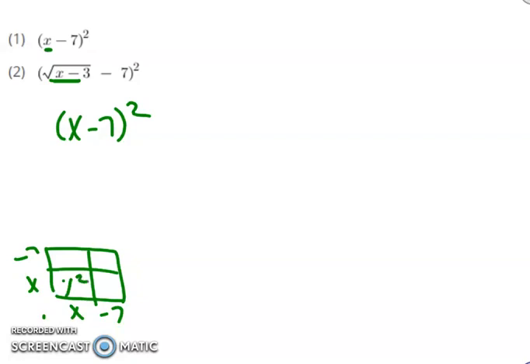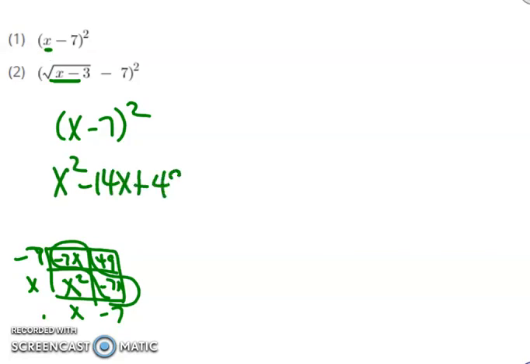So we end up with this x squared. Negative 7 times the x is negative 7x. X times negative 7 is also negative 7x. And negative 7 times negative 7 is 49. These are our common terms here, negative 7x, negative 7x. So the final answer here would be x squared minus 14x plus 49.